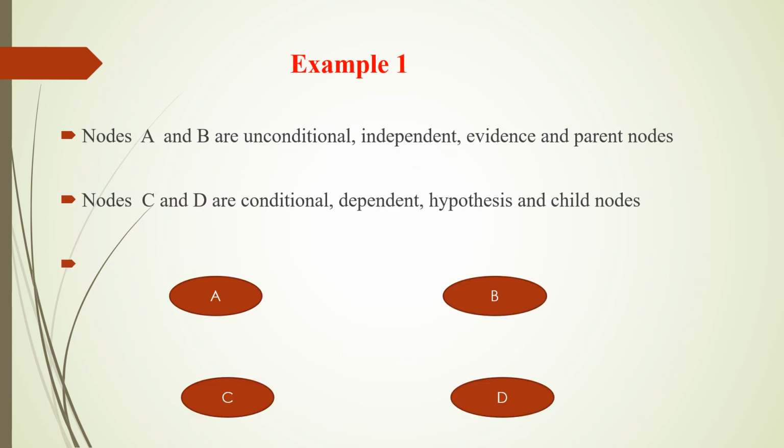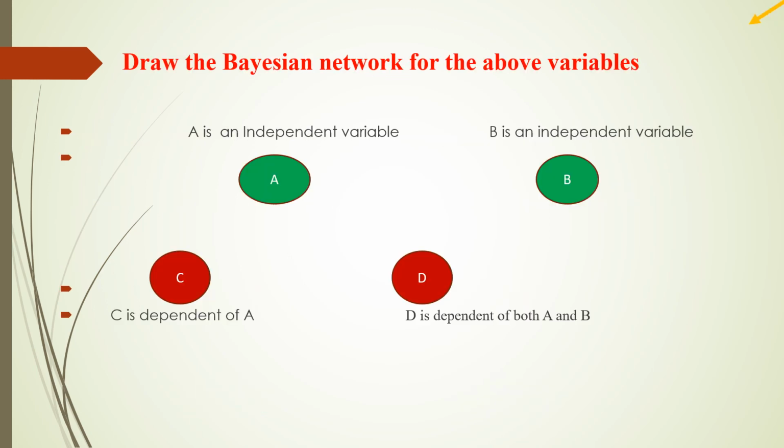Let us see some examples. 4 nodes are given: node A, B, C, and D. And node A and B are parent nodes. What are the conditions? Node A and B are unconditional, independent, evidence and parent nodes. Okay, and if you take node C and D, they are conditional, dependent, hypothesis and child nodes.